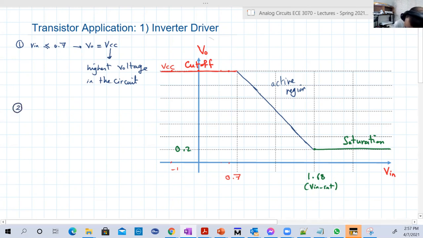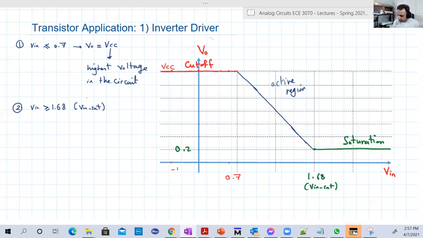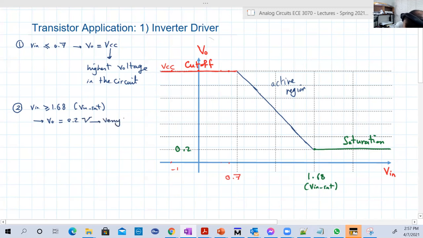Number two. For saturation, when V input was greater than 1.68, or V input sat, the input voltage that will turn the transistor circuit into the saturation region, V output is again fixed, but it's very low this time, 0.2. Very low. And in the circuits that we solved and analyzed, the minimum was zero. I mean, the lowest minimum voltage in the circuit was the ground. So this is very close to the minimum voltage in the circuit, which was ground, zero.